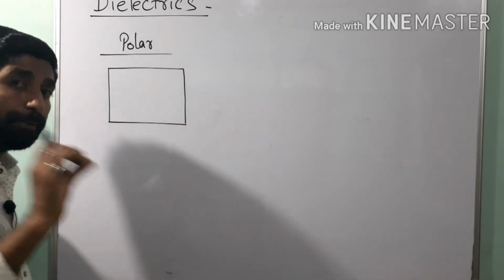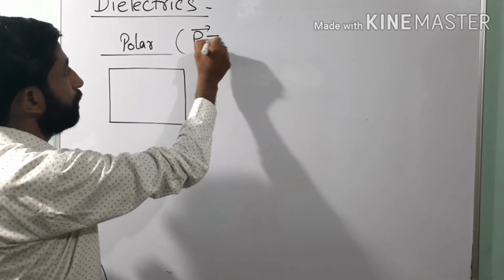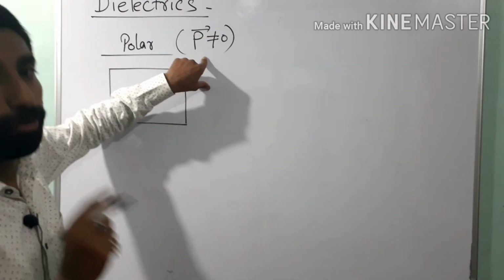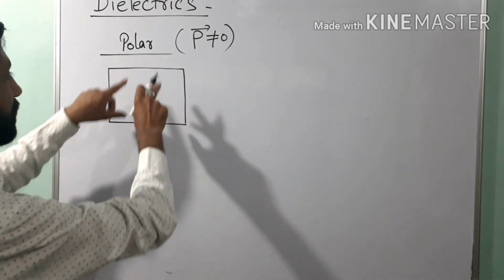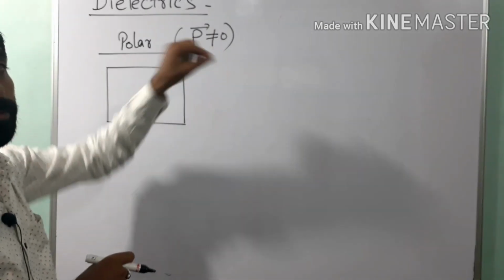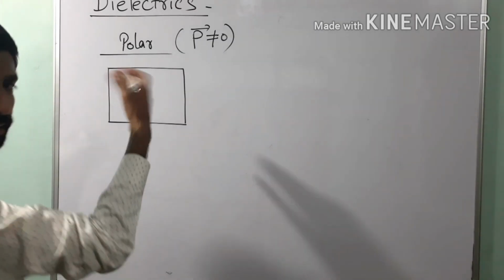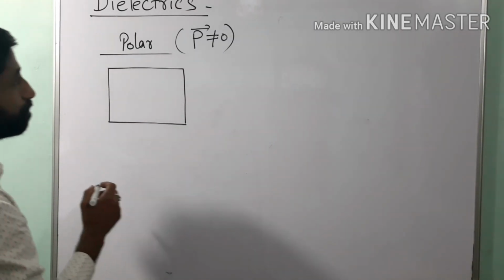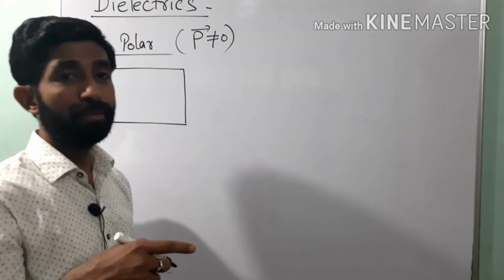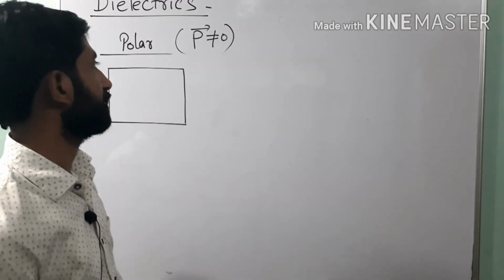Now you know that every polar molecule has its own dipole moment. So we must write dipole moment is not equal to 0. This is for a single molecule, not for the whole slab. Remember this, so don't get confused. P will be non-zero for every single molecule, whatever it is made of. So you know the direction of the dipole moment is given by from minus to plus charge.